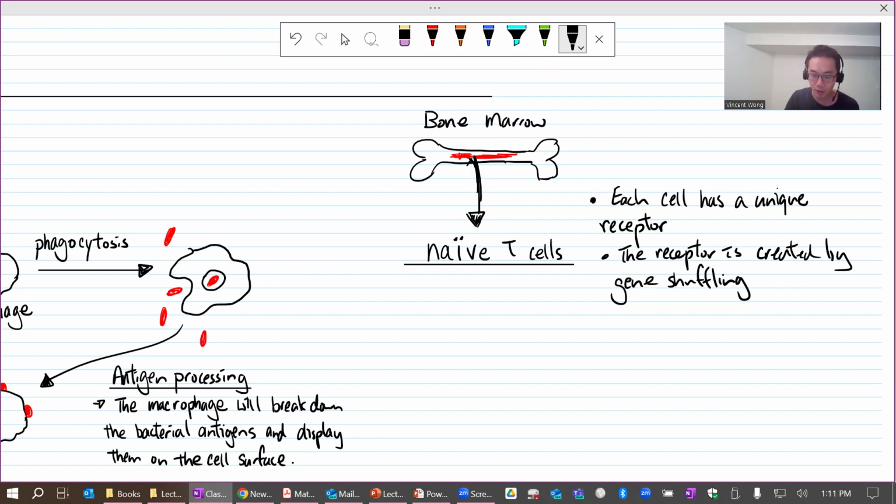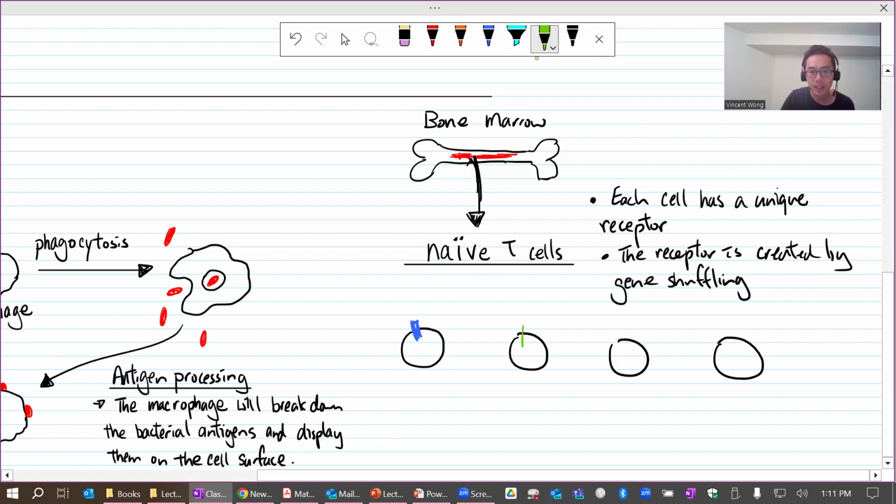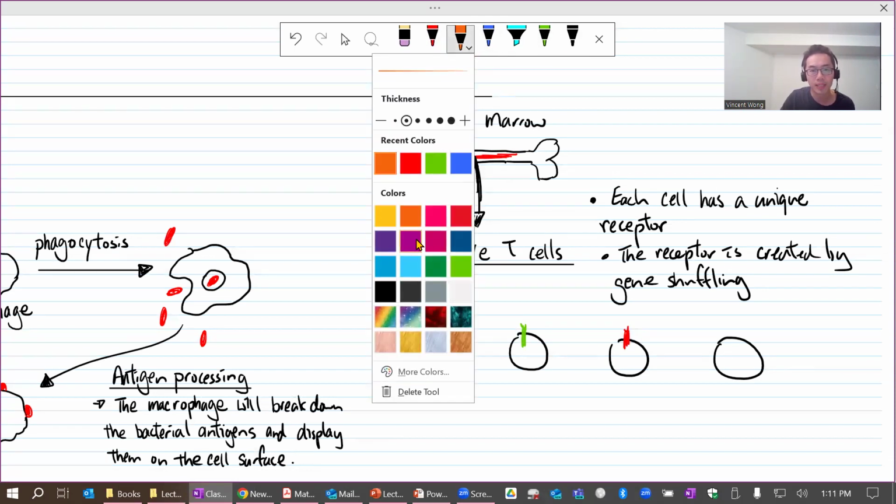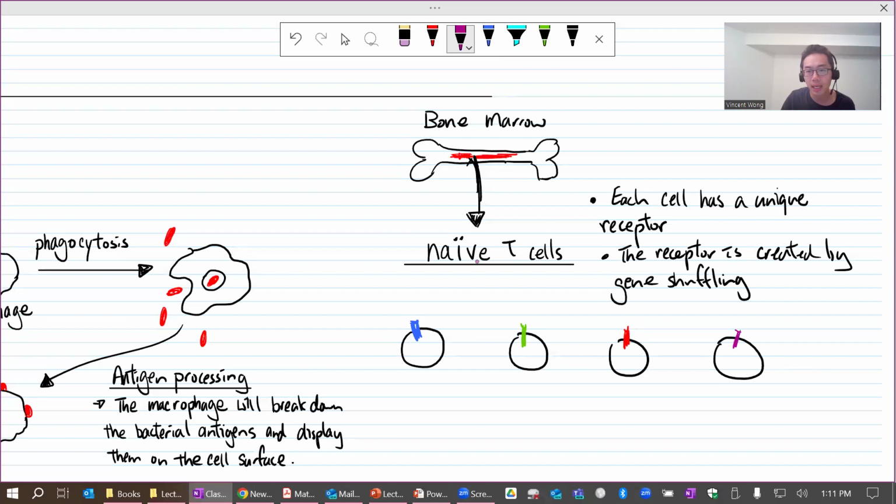So visually, what does this look like to help you understand? Well, we have naive T cells here. Okay, so let's say we just draw 4. But again, in reality, you have a pool of these naive T cells. Each one of them is going to be different. So, you know, these naive T cells might have a blue receptor. These might have a green receptor, and the next one might have a red receptor, and then the next one might have like a purple receptor. Okay, I'm using color to help you understand the difference, okay?